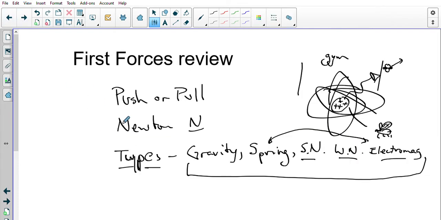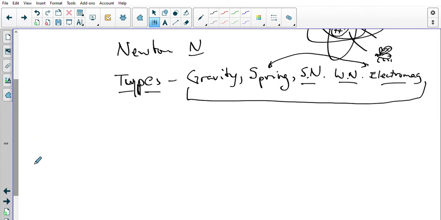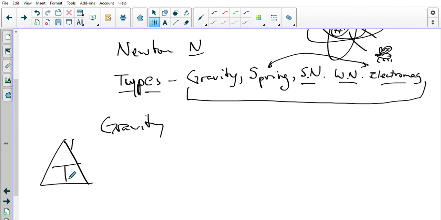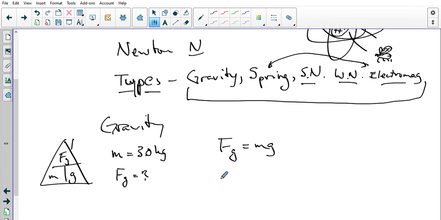So what we saw the other day, last week, was dealing with gravity, and just to remind you of that, what we did was to set up a triangle, and the triangle said that the force of gravity is equal to our mass times a gravitational field strength. So if we had something where the mass was, say, 3 kilograms, and we wanted to know what the force of gravity was, then we could say Fg is equal to mg. That is our formula.